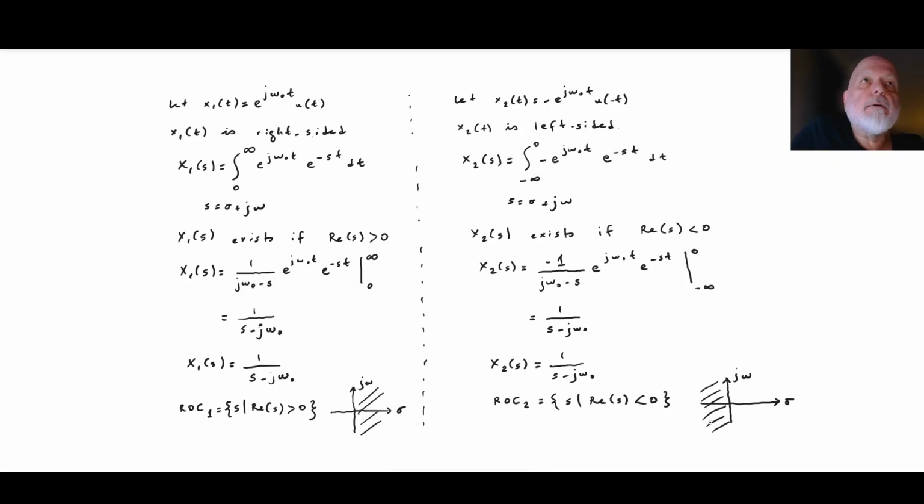Now, we can use this result, or the Fourier transforms of x1 of t and x2 of t, to calculate, for example, the Laplace transform of cosine omega 0 t u of t, or minus cosine omega 0 t u of minus t. They are going to have the same Laplace transform expression again, but their convergence regions will be different, of course. Now let us look at that problem.